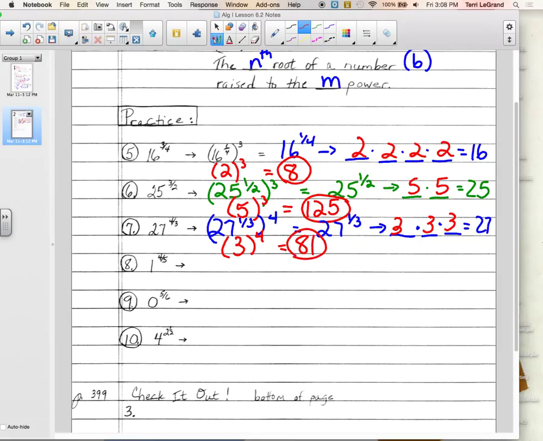Did what we think should happen, happen? Yes. Okay. Hopefully you're starting to see something where you think, I could even predict what 27 to the 5/3 power would be without having to work too hard. Anybody have any idea what they think 27 to the 5/3 power would be? 5.